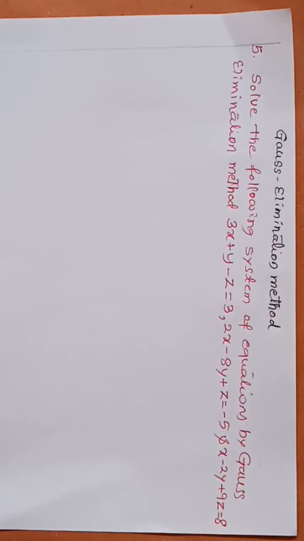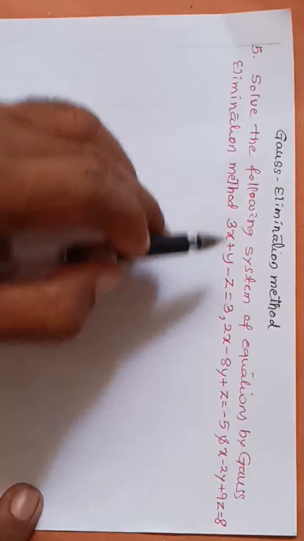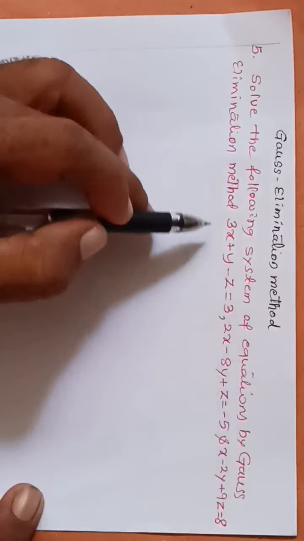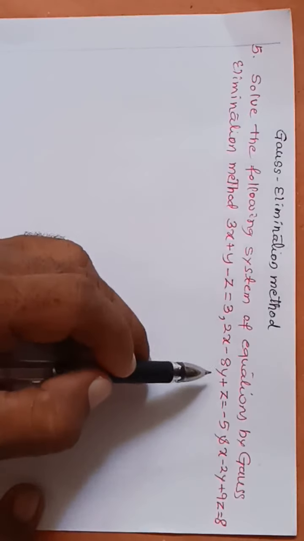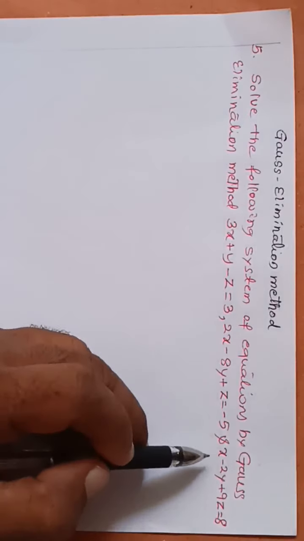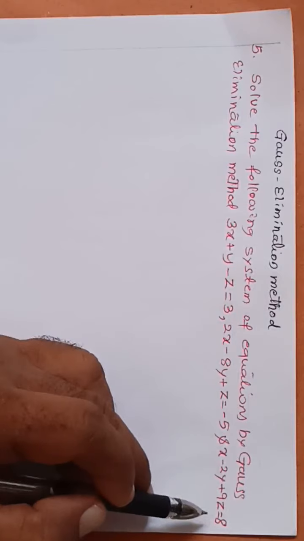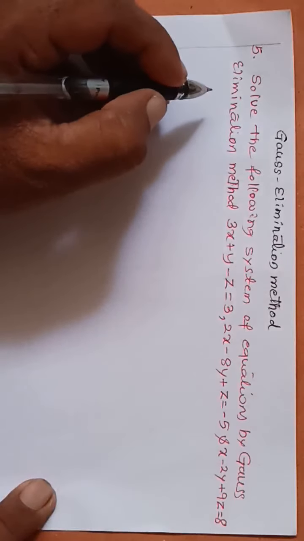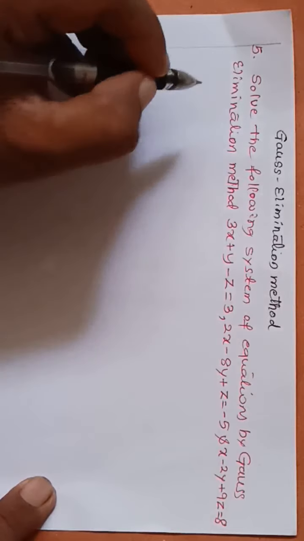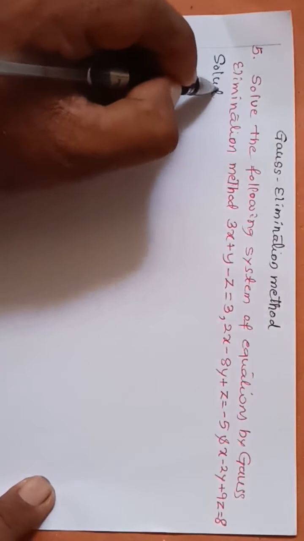Moving to the next problem for Gauss elimination method. Problem number 5. Solve the following system of equations by Gauss elimination method. The equations are 3x plus y minus z is equal to 3, 2x minus 8y plus z is equal to minus 5, and x minus 2y plus 9z is equal to 8. Now you write the solution.